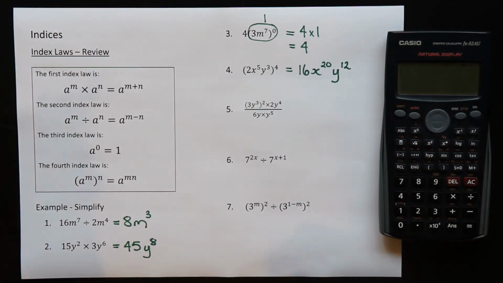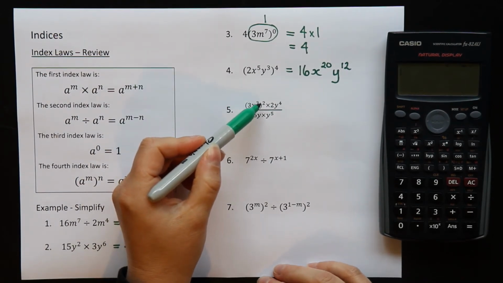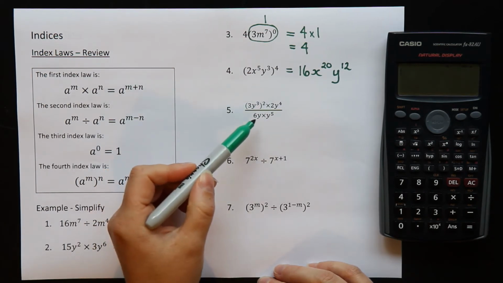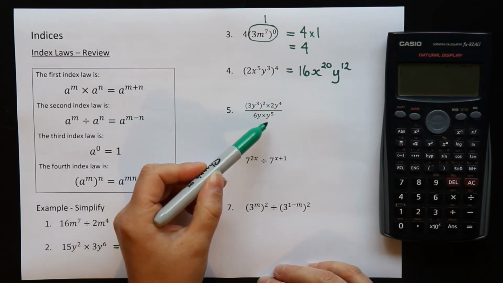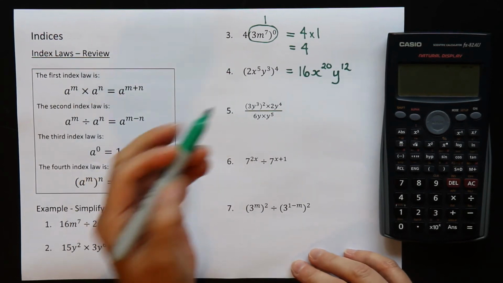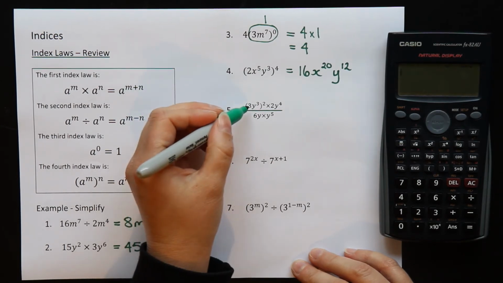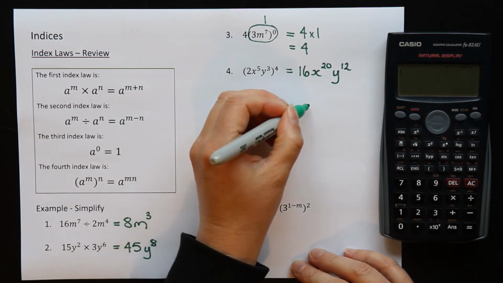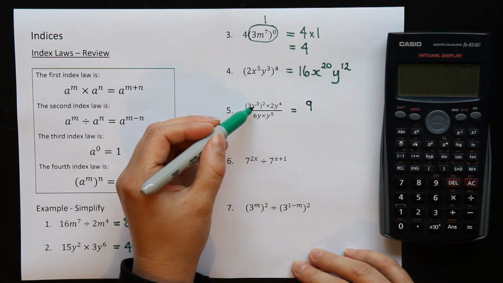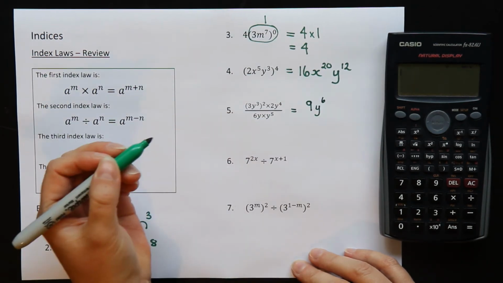Okay, question 5. We have brackets here, 3y to the power of 3, all squared, times 2y to the power of 4, all divided by 6y times y to the power of 5. Okay, first of all, let's expand out the top bracket here. 3y to the power of 3, all squared. We have to do 3 squared. 3 squared is 9. And we have to times these powers together. 3 times 2 is 6, so y to the power of 6.